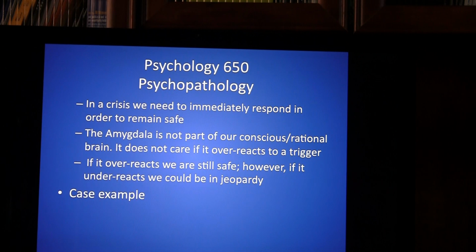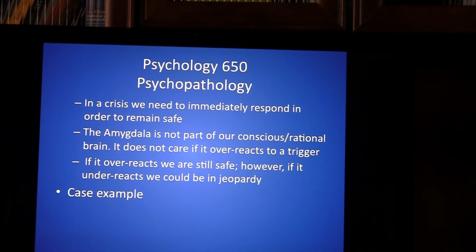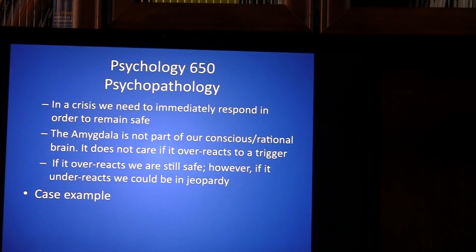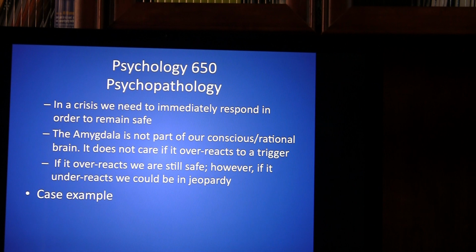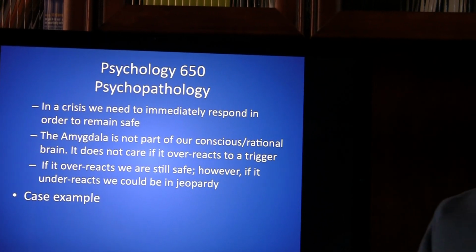So in a crisis, we need to immediately respond in order to remain safe. It's the amygdala's job to keep us safe. So again, it doesn't go to the frontal lobe. We basically go into automatic pilot and react in a way that the amygdala has determined will keep us safe. Perhaps it would be good to give a case example.